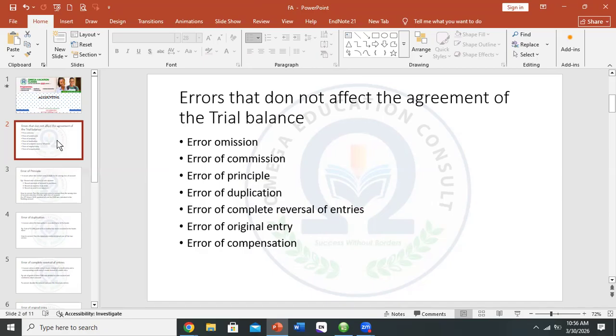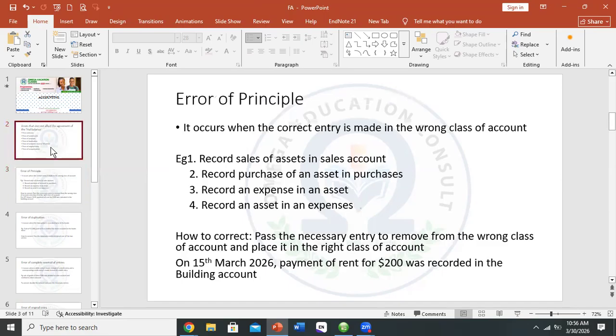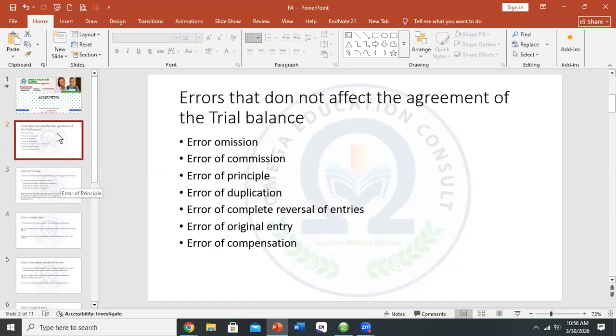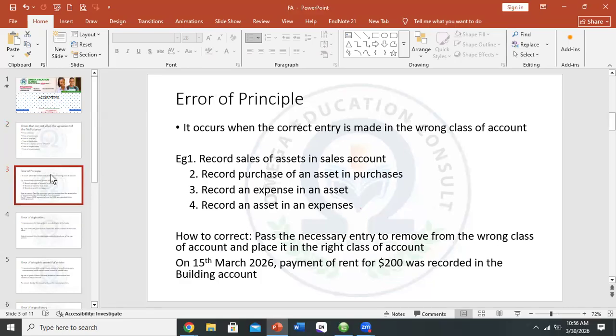So professors, today we continued with the errors that do not affect the agreement of the trial balance. There are 7 of them: omission, commission, principle, duplication, complete reversal, original entry, and compensation. Last time we looked at the 2, omission and commission, and then today we started with the principle. For the error of principle, it happens when the accountant makes the correct entry, so the debit or credit he did was correct, but he only put it in the wrong class or wrong type of account.